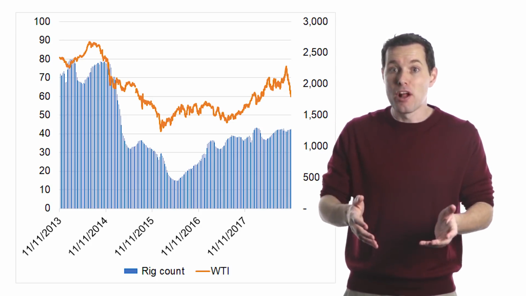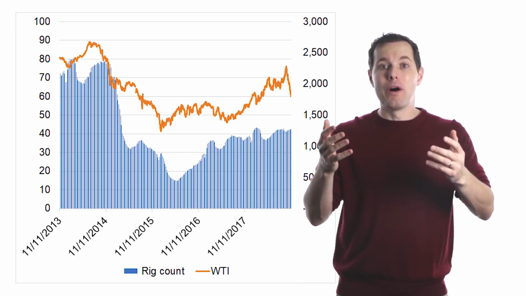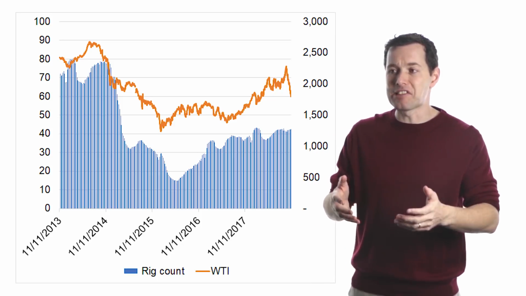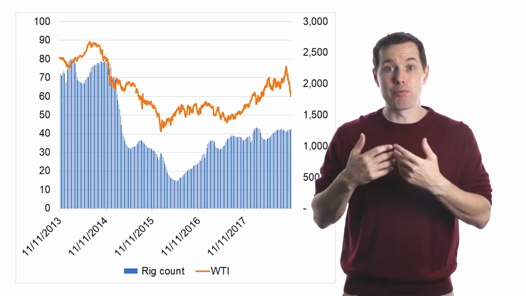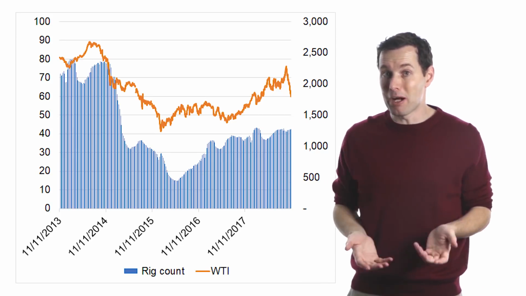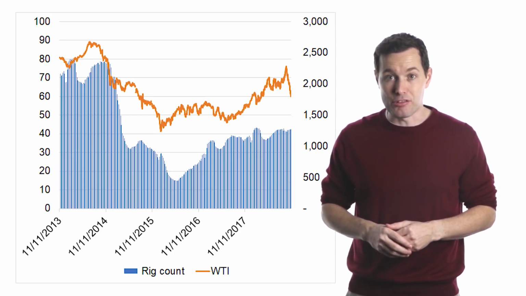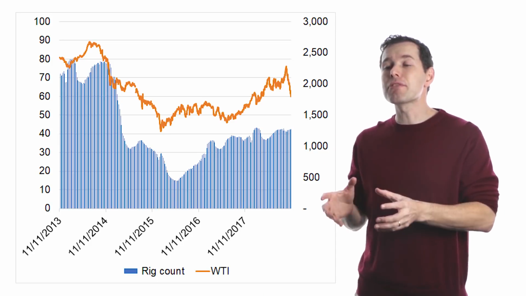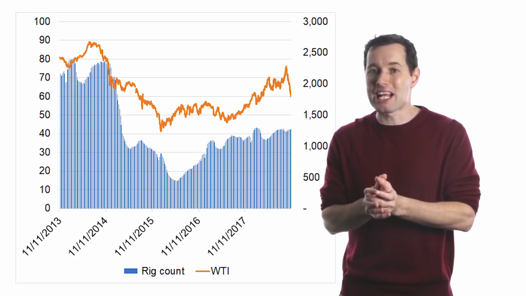So the theory being, the more rigs that are being added, well, the more confident the industry is in, let's say, the price of oil, the price of gas, the more optimistic they are that if they put this rig up, they're going to make money with it. So that should be a positive for the industry. Although the effects of a rising rig count isn't necessarily black and white.